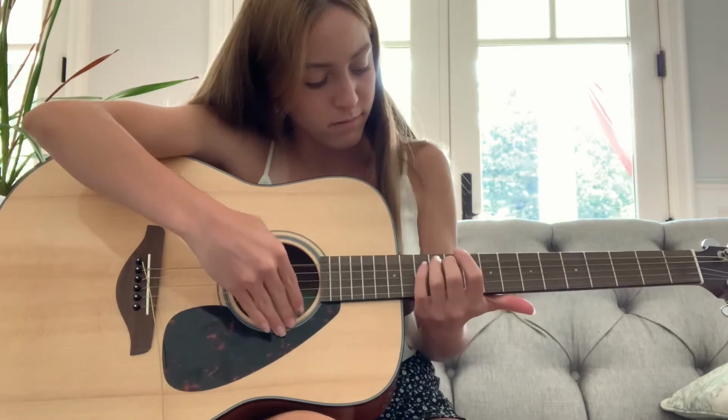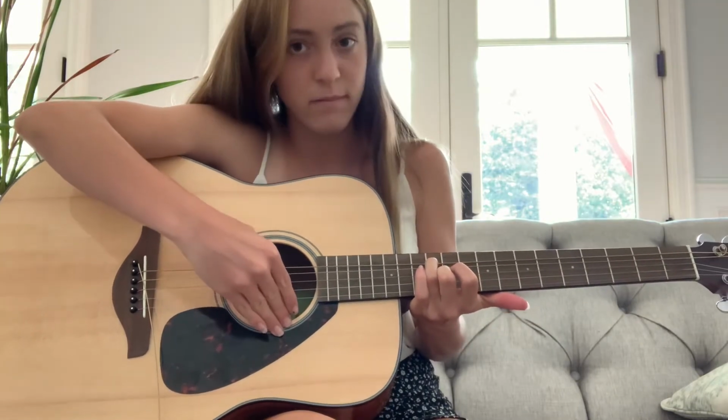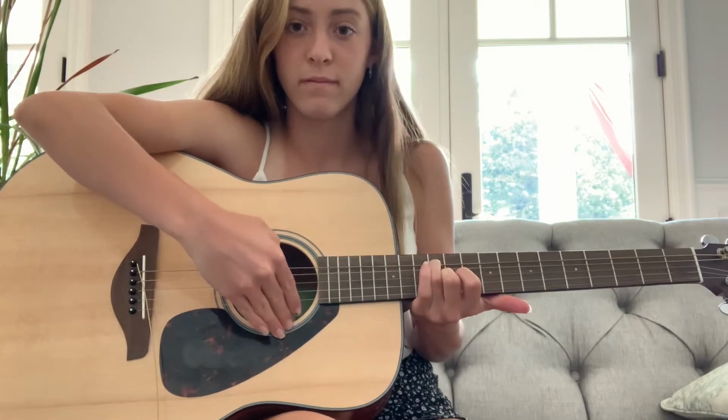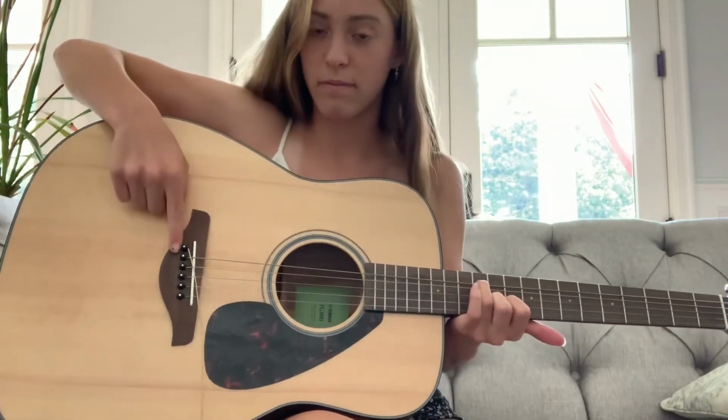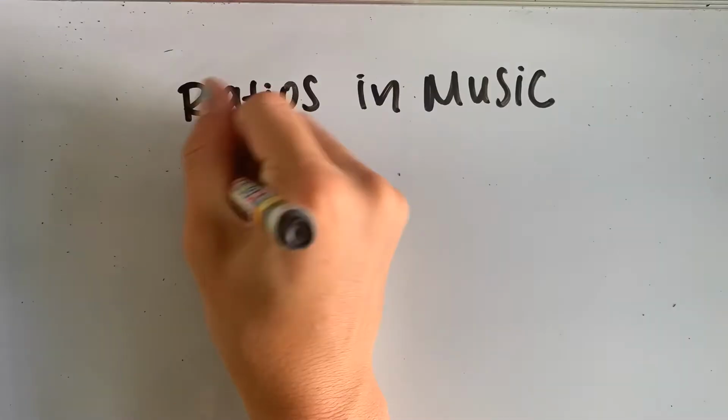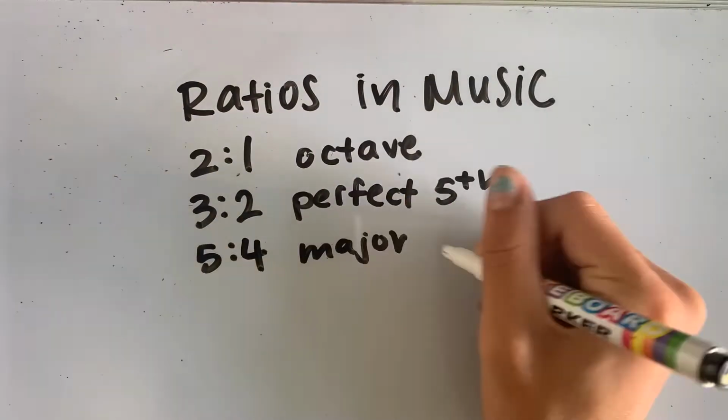When I place my finger on the fret, the length of the string decreases, and as a result, the note is higher. When I halve the length of the string by pressing down on the fret, the resulting note is an octave higher. This is what Pythagoras realized when he uncovered the relationship between ratios and music.